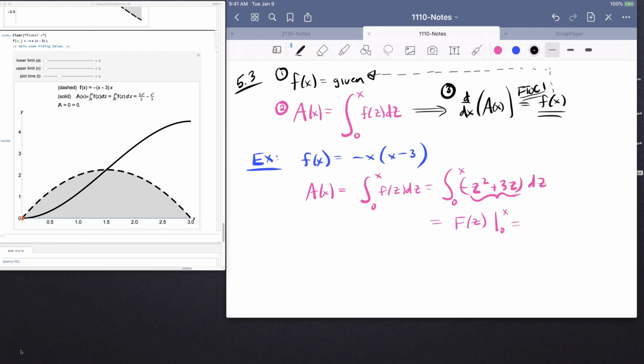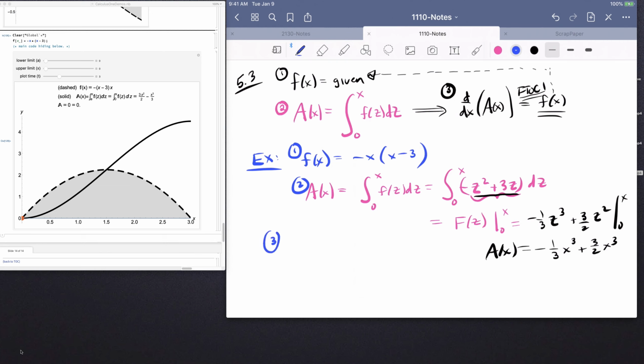So when you find the antiderivative of the integrand, you will get negative 1/3 z cubed plus 3/2 z squared. And then when you evaluate that from 0 to x, you get negative 1/3 x cubed, plugging in x wherever you see the z, plus 3/2 x squared. So here is our area function. Here is the first step, the second step.